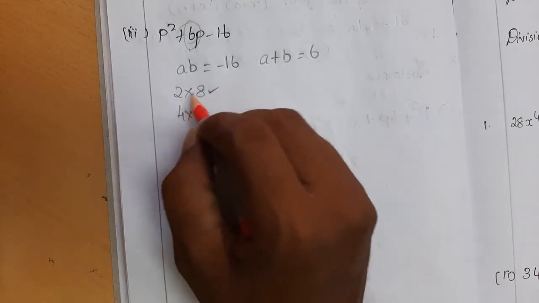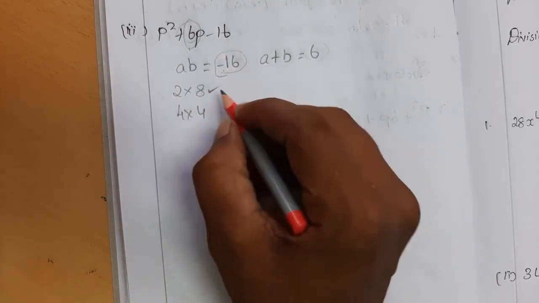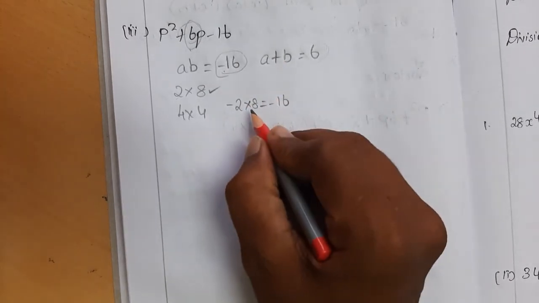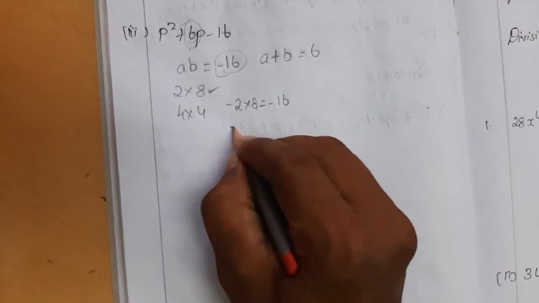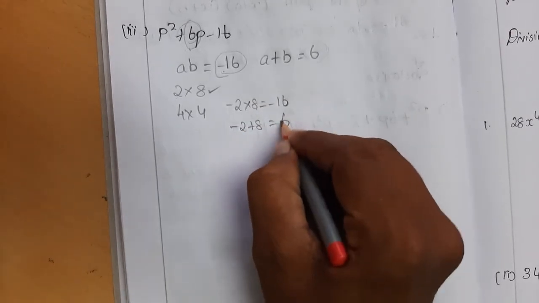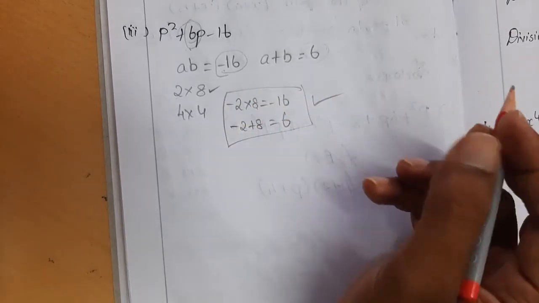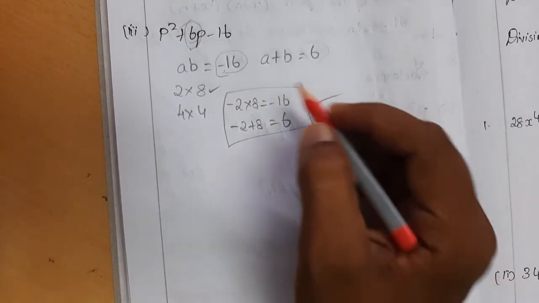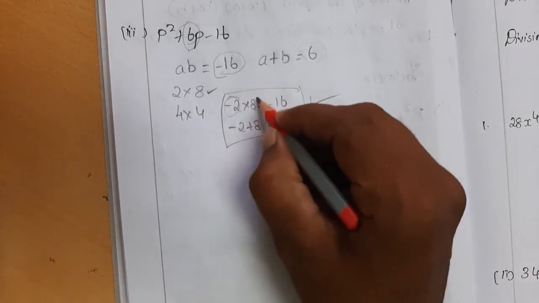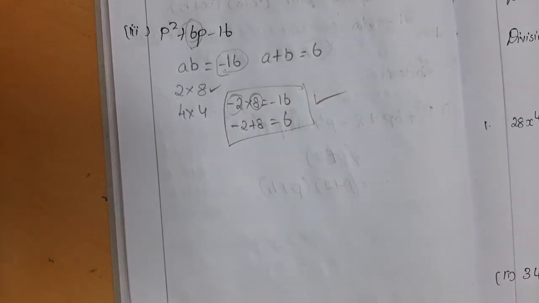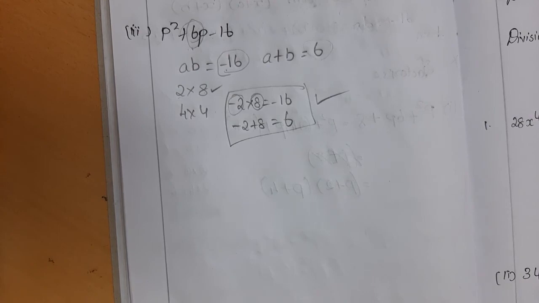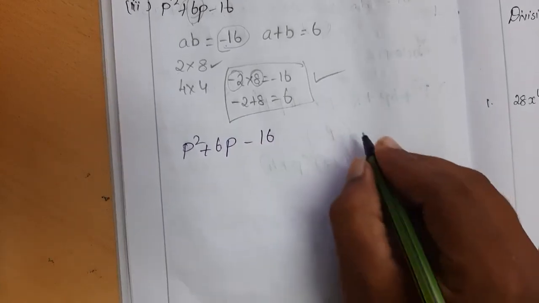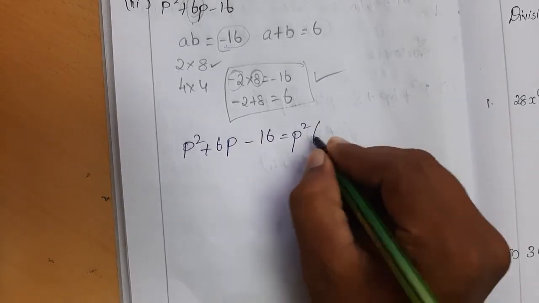So let me try with 2 into 8. We need a negative, so let me try with minus 2 into 8. Sure, it is minus 16. While we are adding minus 2 and 8, yes, minus 2 plus 8 also we got 6. So this works, right? Like trial and error, you can substitute one by one and find it. So in the first attempt I got it. So a will become minus 2 and b will become 8. Clear?